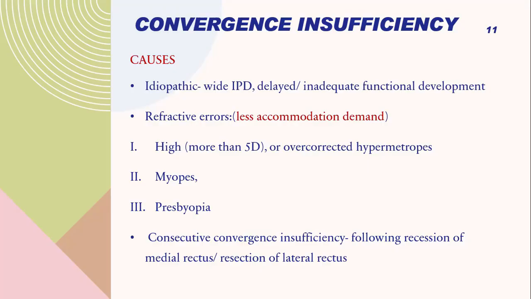Fatima. So either a high hyperope, more than 5 diopters of hypermetropia, or even overcorrected hypermetropes, actually they will have a lower accommodation demand. Similarly, myopes and also presbyopes. So this low accommodative demand will precipitate the secondary convergence insufficiency. It can also be consecutive following a squint surgery if there is a recession or weakening of the medial rectus or a resection of the lateral rectus.